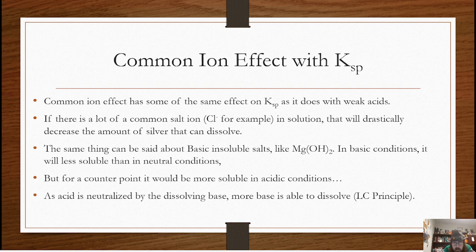The same can be said by any basic insoluble salts like magnesium hydroxide. Under highly basic conditions, they are much less soluble than they would be in neutral conditions. But on the counterpoint, they are highly soluble in acidic conditions because they start to react and dissolve. We neutralize the base, and thus we remove the base, and so more magnesium hydroxide starts to dissolve in order to replace the base that is being neutralized.